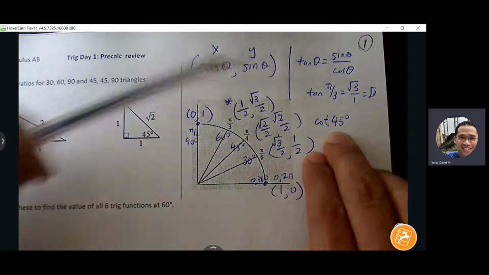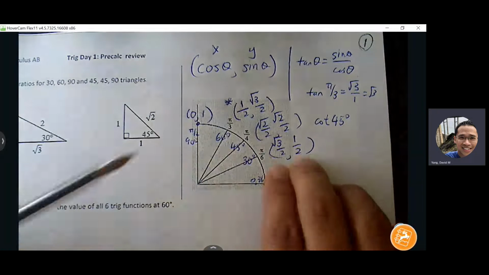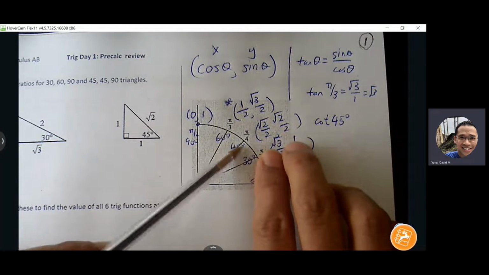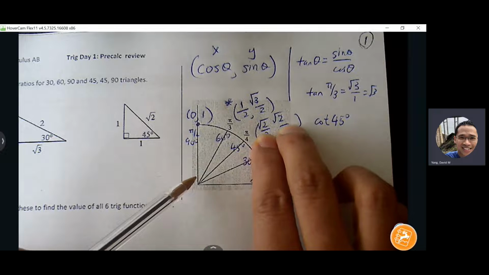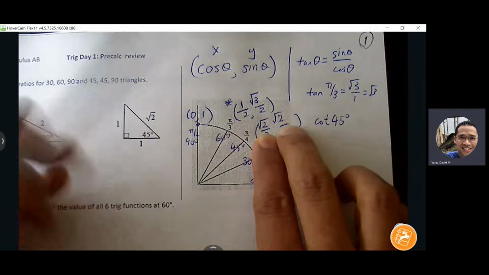Yep, reciprocal of tangent, which is x over y, cosine over sine. So I know I'm looking at my ordered pair here for pi over 4. Cover up the 2's. Just look at the numerator. So x over y. So √2/√2 equals what?